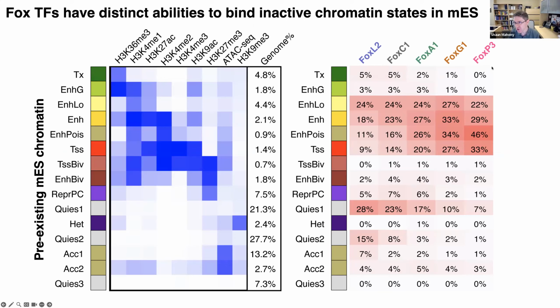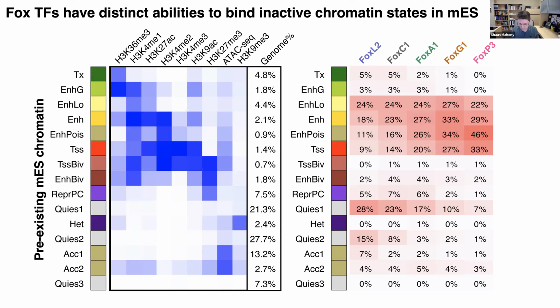We can look a little bit more comprehensively using chromatin state analysis from ChromHMM. Again, sites bound by FOXG1 or FOXP3 are much more likely to be sites that already displayed the patterns associated with enhancers or transcription start sites in mouse embryonic stem cells. In contrast, FOXL2 and FOXC1 have a higher association with quiescent states, which really don't have any of the analyzed histone modifications present. FOXA1, again, is in between. So there's clearly some distinction amongst these transcription factors in terms of how much they associate with different chromatin states in the pre-existing mouse embryonic stem cell chromatin environment.